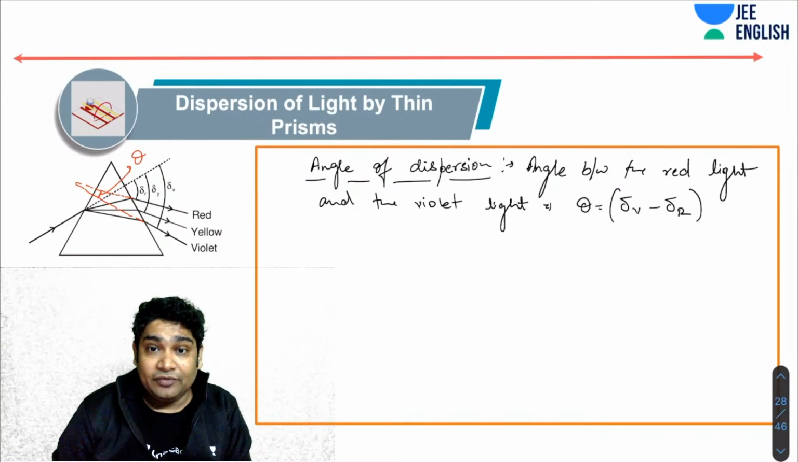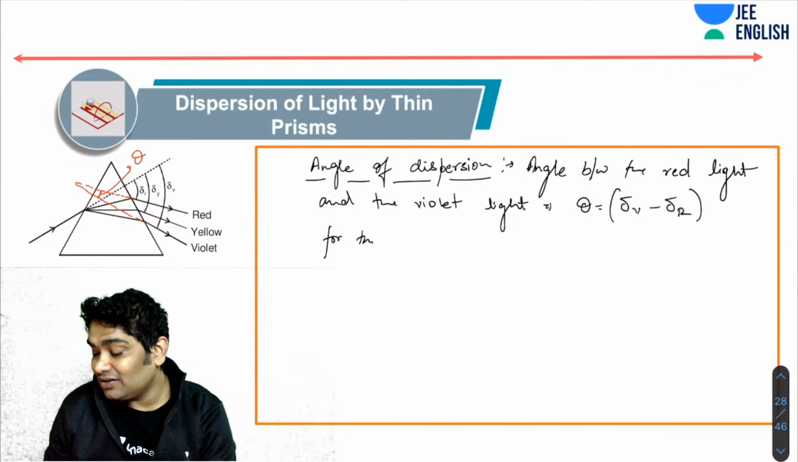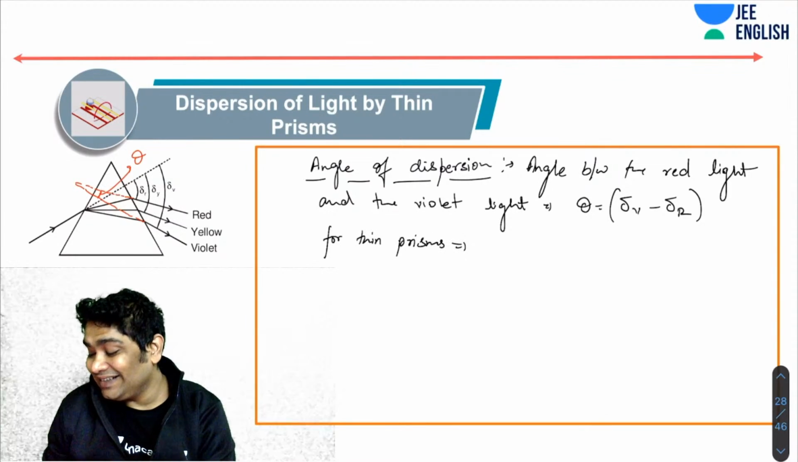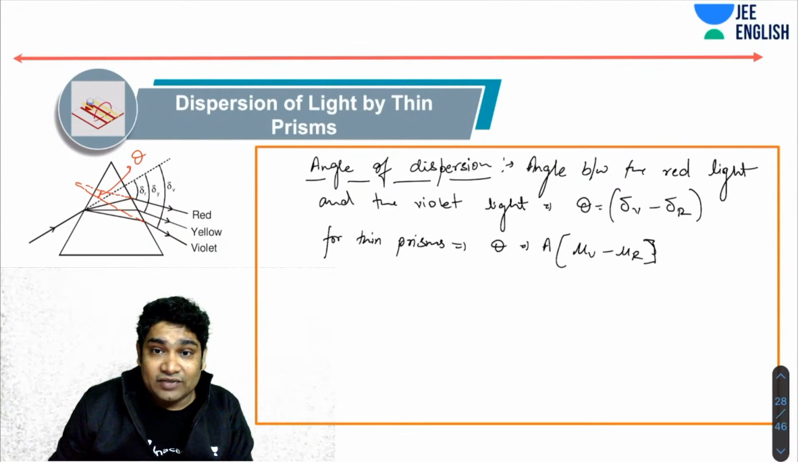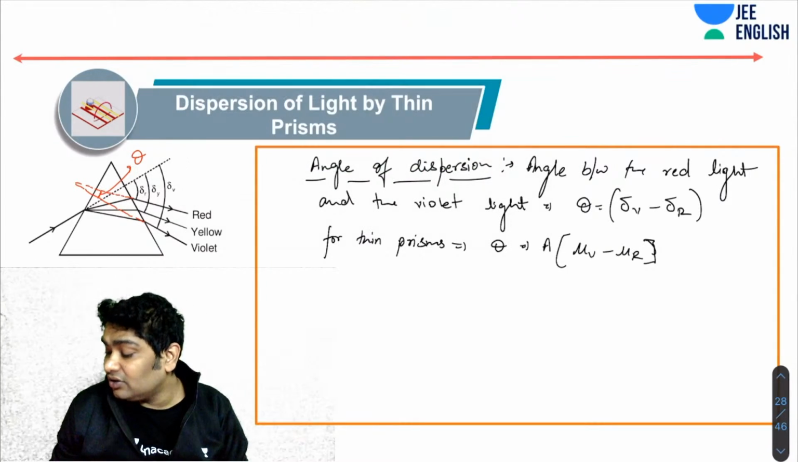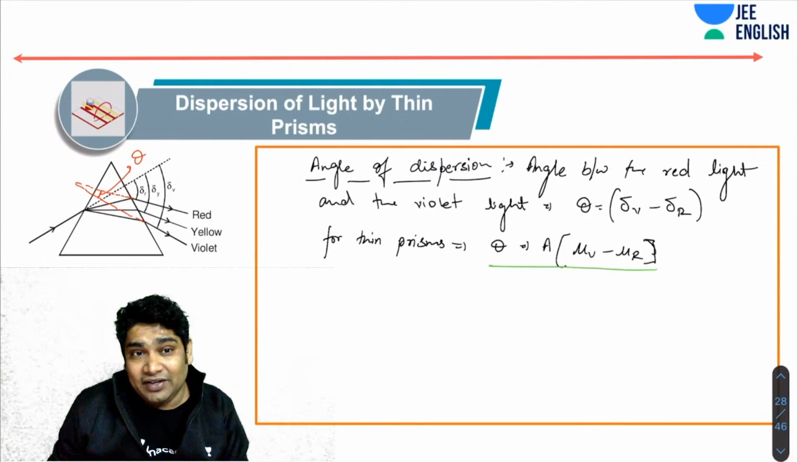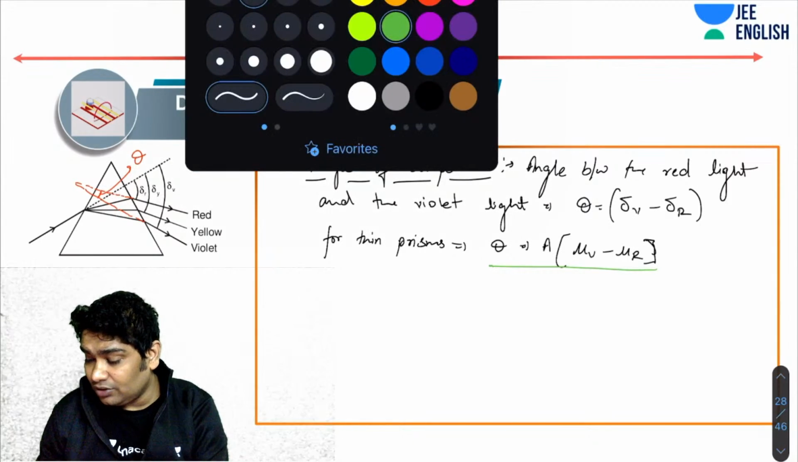Now, for thin prisms, this theta would be equal to A times (mu of violet minus mu of R). So you should know this formula. Usually whenever dispersion questions are asked, they are asked for thin prisms only, because in thin prisms the angles of deviation are very easy to calculate. So this is the first term that I wanted to tell you about.